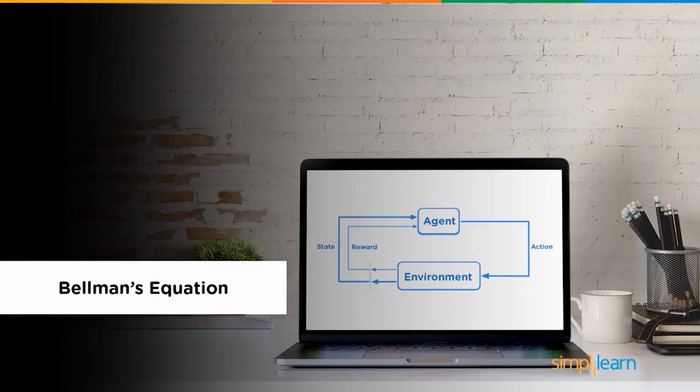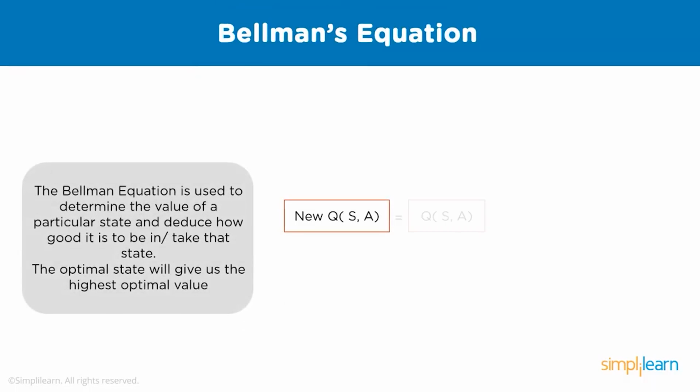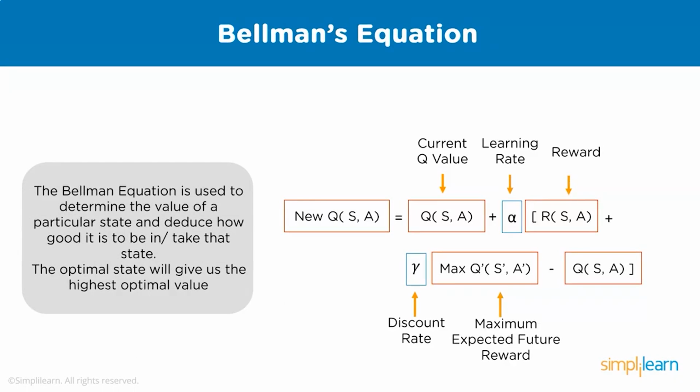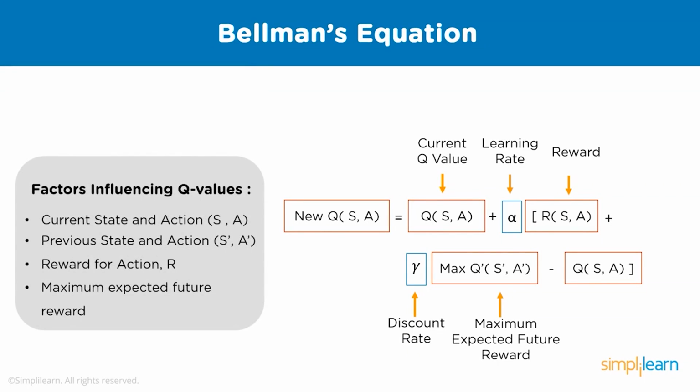And there's Bellman's equation, which basically covers what we just looked at in all those different terms. The Bellman equation is used to determine the values of a particular state and deduce how good it is to be in that state. The optimal state will give us the highest optimal value. Factors influencing Q values: the current state and action, that's your S, A. Then you have your previous state and action, which is S prime, A prime. So this is what happened before. Then you have a reward for action, your R reward, and you have your maximum expected future reward.